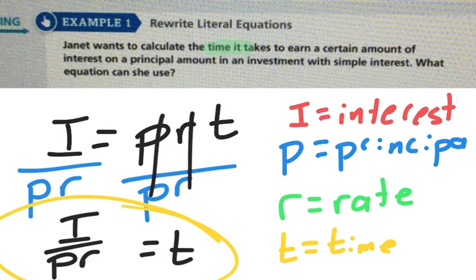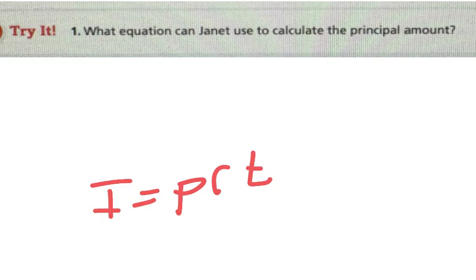All right, so that's what we're doing. This is called a literal equation. We are rewriting a literal equation. It used to have the I by itself. Now I've solved it to get the T by itself. All right, that's all we're doing.